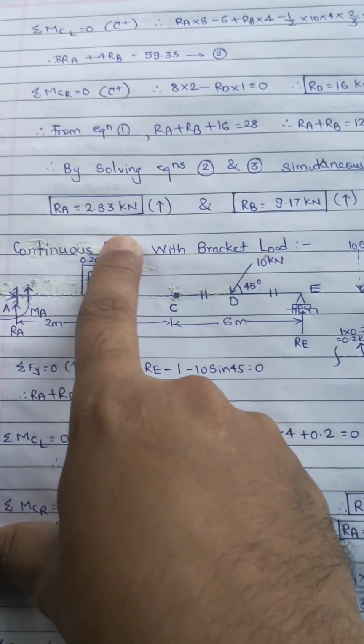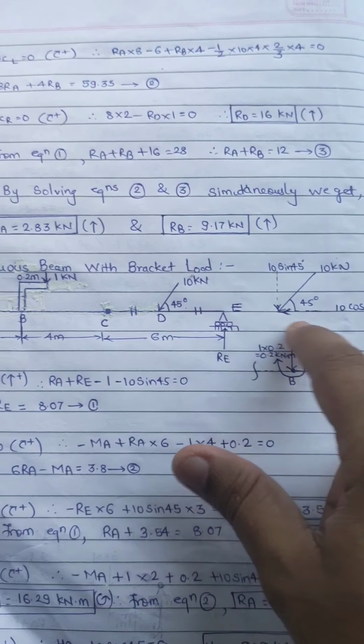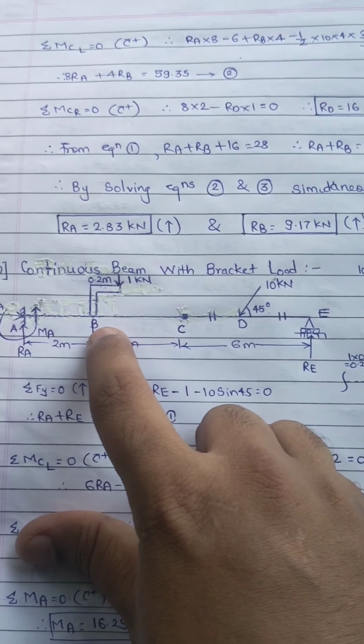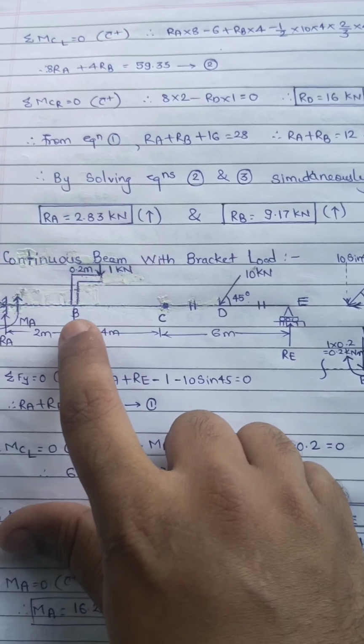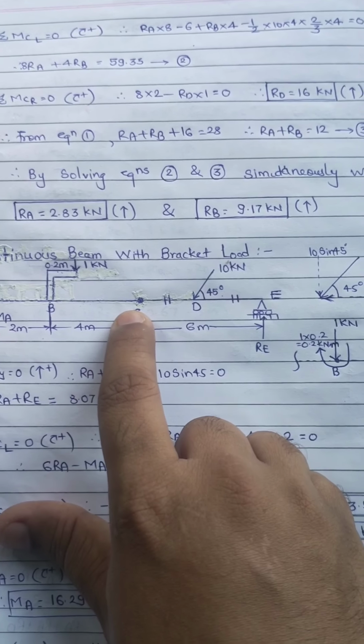How to convert this bracket, as I have explained in the previous video. In this video also I am going to explain about this. So this bracket is at 0.2 meter distance up to B. The load of the bracket is 1 kilonewton. B to C, there is no load, but at C there is an internal hinge.